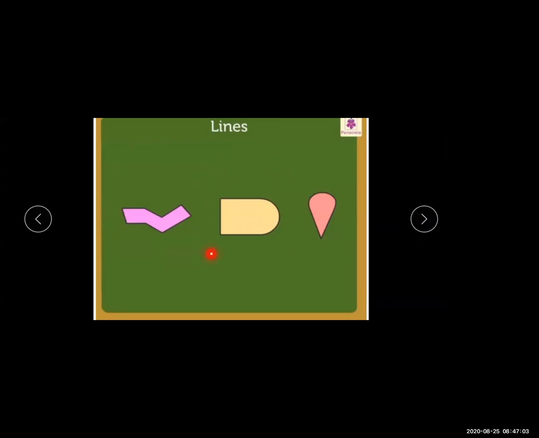Irregular shape means what, students? Any shape of your choice. It does not have any specific shape.